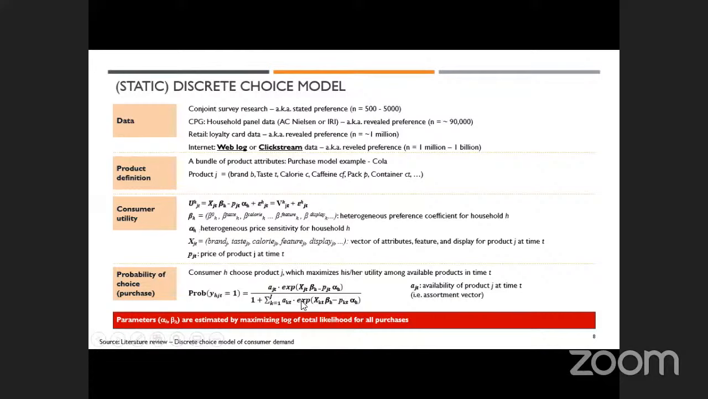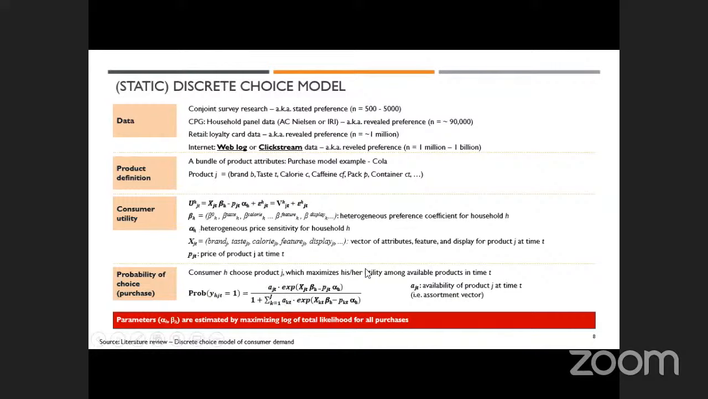Also, if you are familiar with deep learning, this function here is actually called a softmax in deep learning, especially for multi-class classification models like in computer vision. But in econometrics, they call it a multinomial logit. It's basically the same thing.